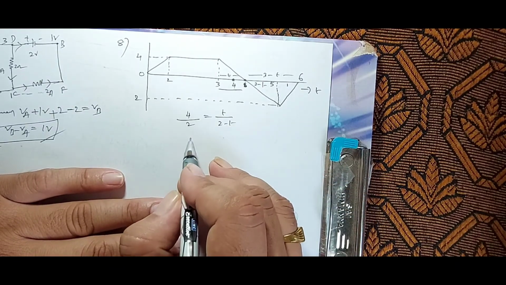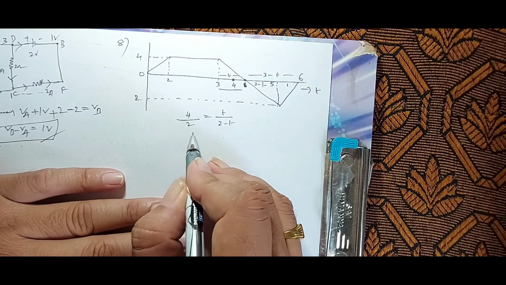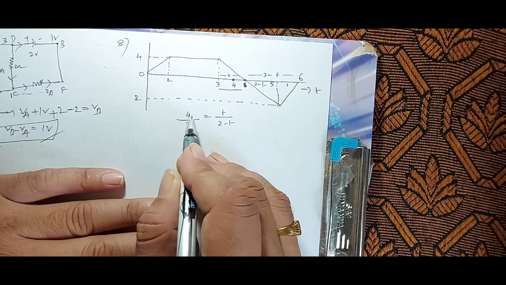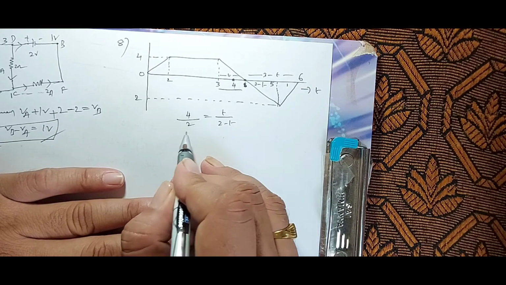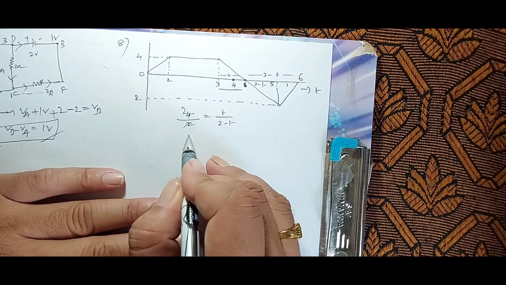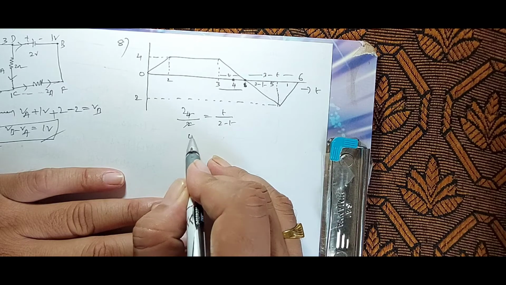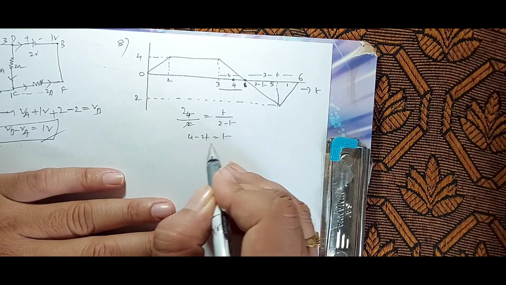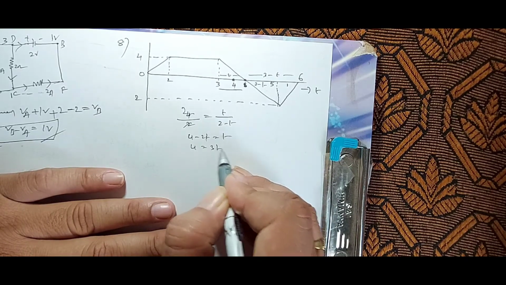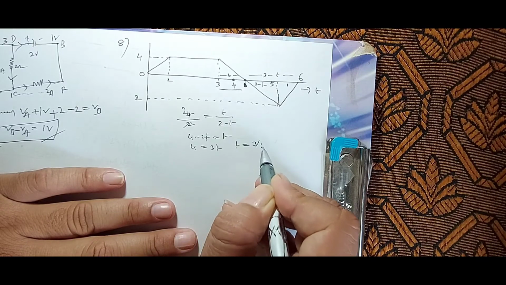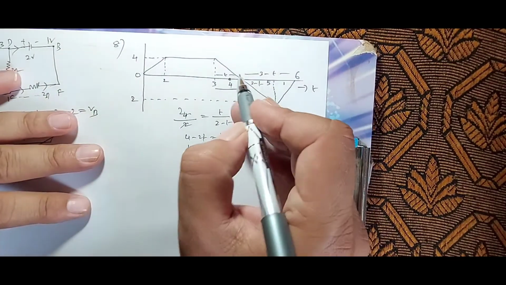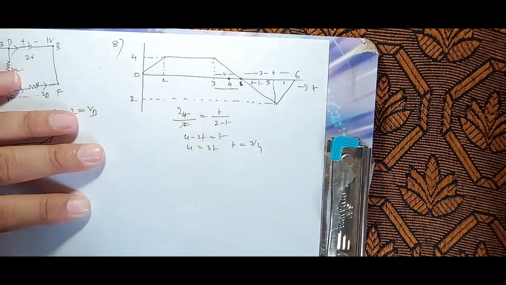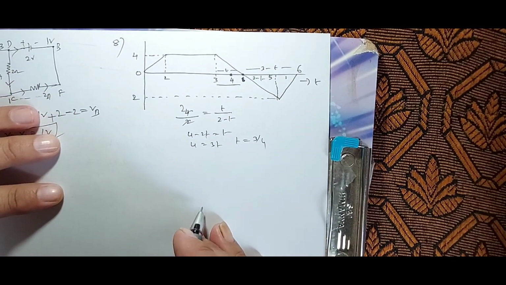So here we get 4 minus 2t. 2 ones are 2, 2 twos are 4. So 4 minus 2t is equal to t. 4 is equal to 3t. What is t equal to? T is equal to 3 by 4.